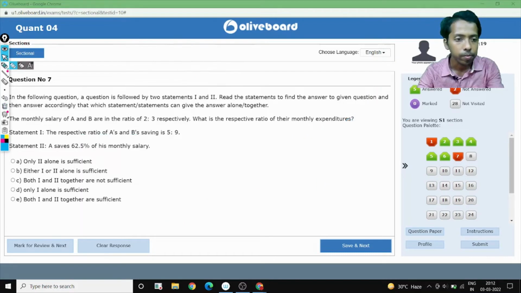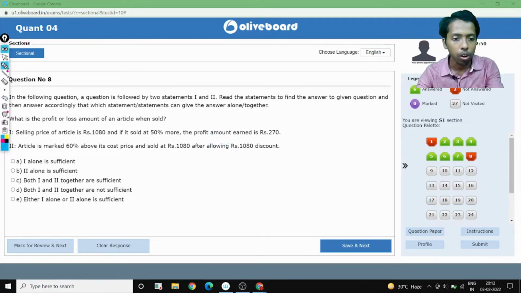Okay. Monthly salary of A and B in the ratio 2:3. What is the respective ratio of their monthly expenditure? Respective ratio of A and B saving, that is this, right? A saves, what is the respective ratio? So A should be there. A saves 62% ratio of the monthly expenditure. Yeah, so both together are sufficient.